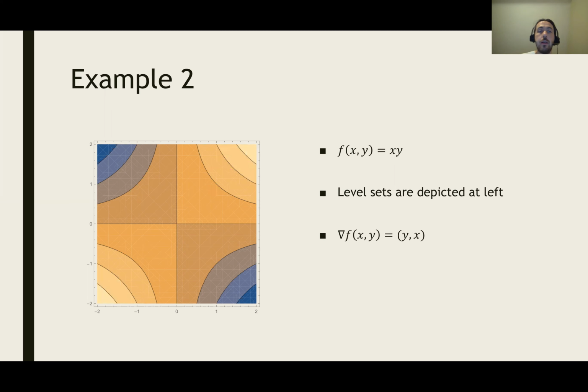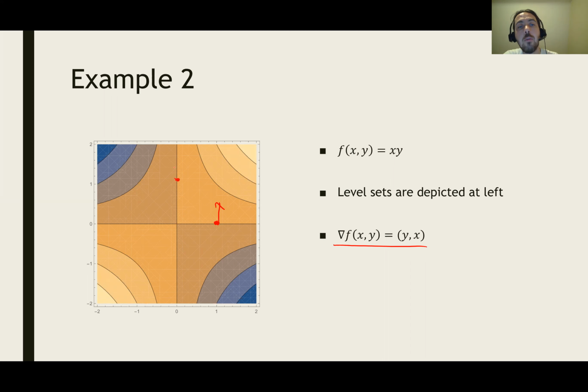Here's another example, a function f of x, y is x times y, which has slightly different level sets. And if we take the gradient vector, we get y comma x. So depending on where we are, we're going to get a slightly different picture of where we should go if we want to increase temperature. For example, if we're at the position 1, 0, the gradient vector is going to be 0, 1. It points straight up in the vertical direction. The fastest way to increase temperature at this spot is going to be to go straight upwards.